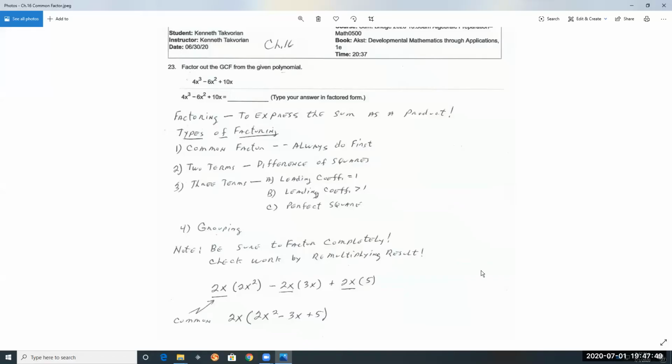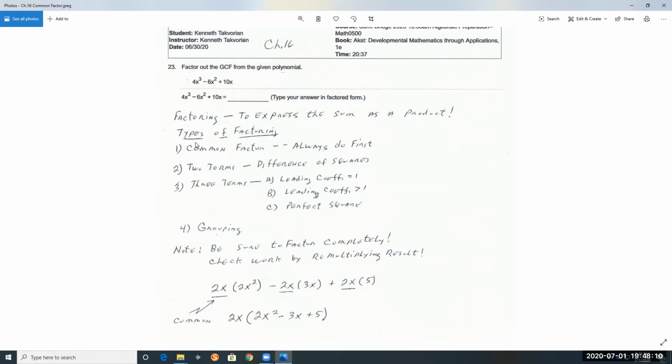Chapter 16 is on factoring. There are various types of factoring. You need to just recognize each type and practice. It's a skill that's very easily learned, and it's the reverse of multiplication. Factoring means to express the sum of quantities as a product.